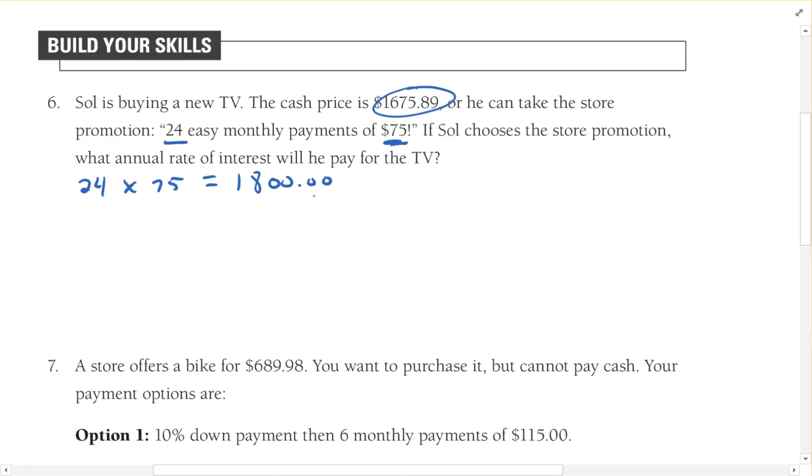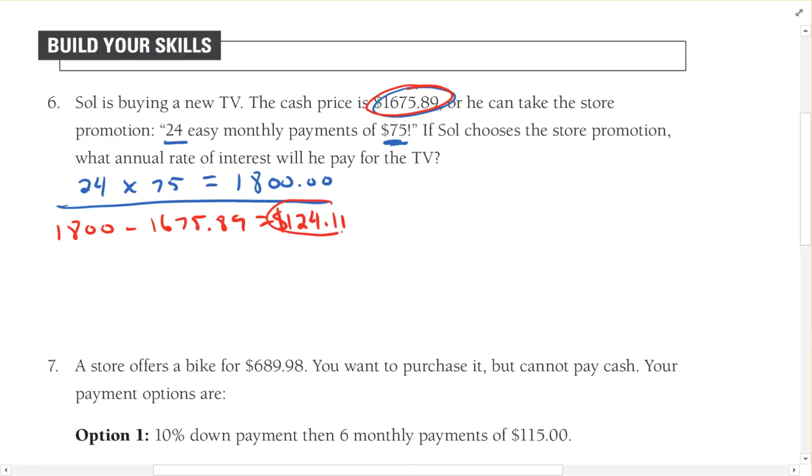Okay, so we got to figure out how much he'd pay in interest on that. So what we need to do is compare this. Well, actually, we'll figure out what the difference is there to figure out how much he actually paid in interest. So the next thing we're going to do is go 1,800 minus what the TV was actually worth. Okay, so that's how much money in interest he's going to have to pay.